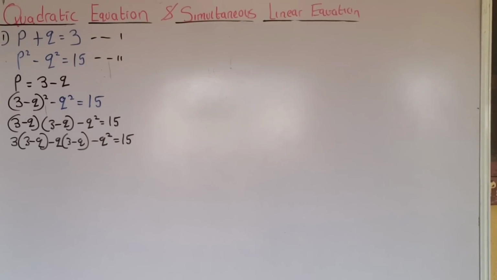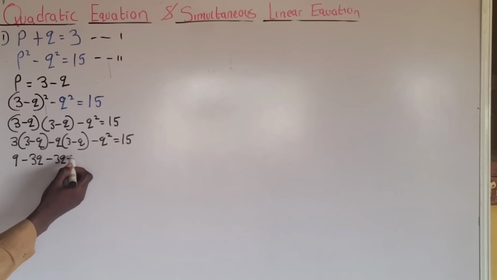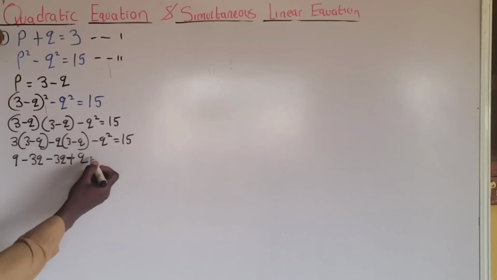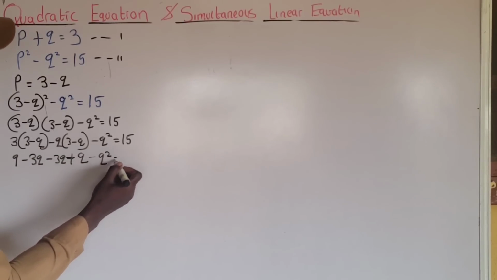Now let's open the bracket. 9 minus 3q minus 3q plus q squared. 3 times 3 is 9. 3 times negative q is negative 3q. Negative q times 3 is negative 3q. Negative q times negative q is positive q squared. Minus q squared equals 15.